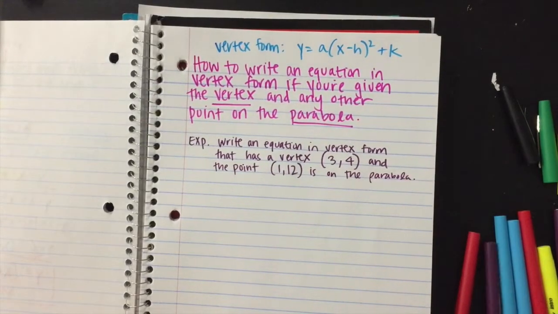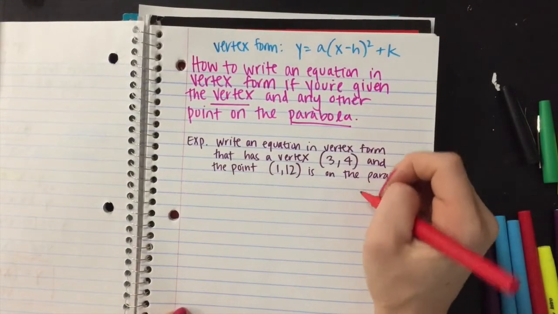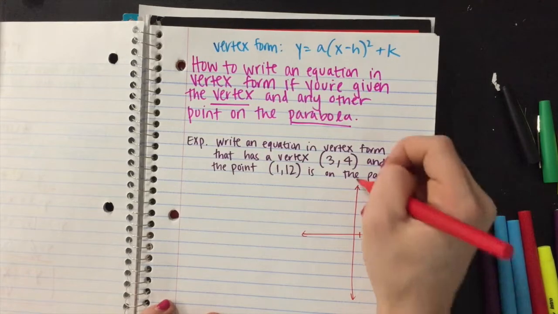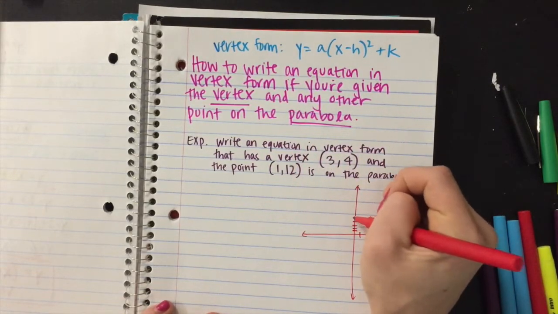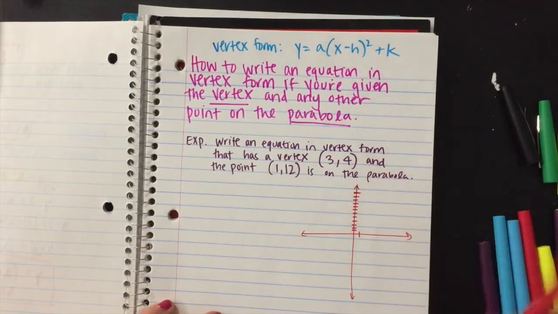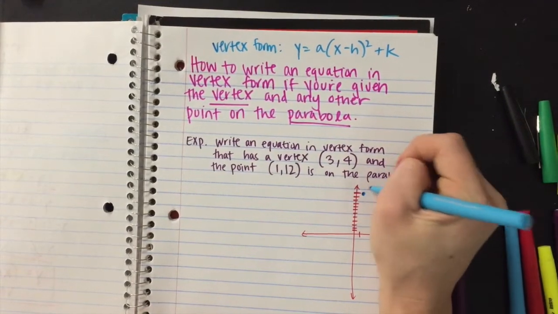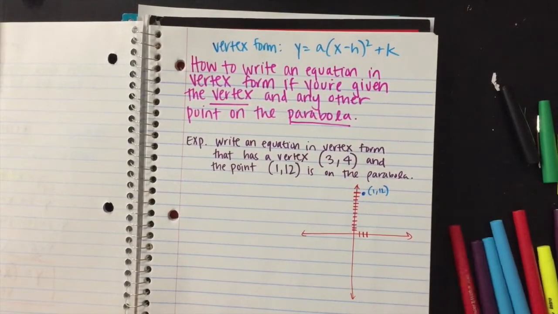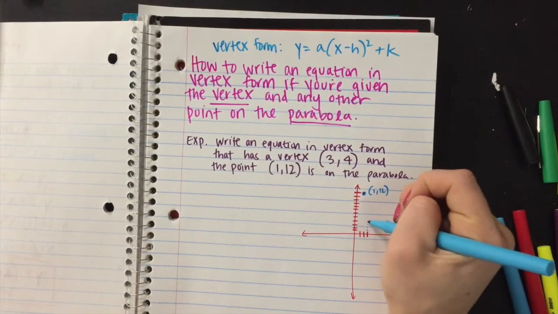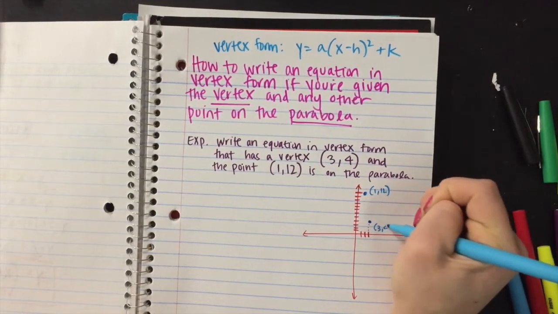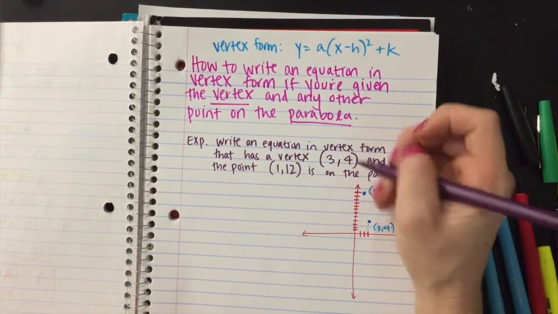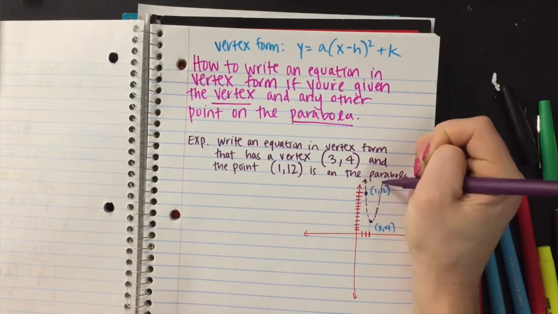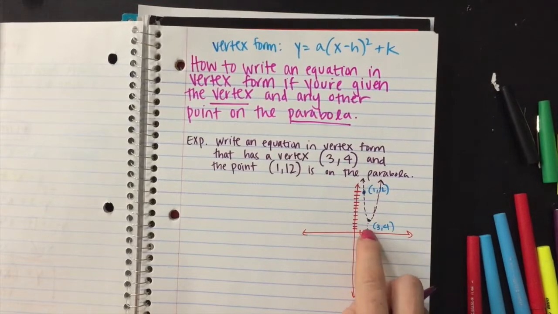Now, one thing you could do is you could literally graph this. I don't recommend it, but you could make yourself a graph and be like, okay, I know that (1, 12) is on my graph. So 1, 2, 3, 4, 5, 6, 7, 8, 9, 10, 11, 12. Here's the point (1, 12). And then the vertex is (3, 4). So I need to go over 1, 2, 3, and I'd have 1, 2, 3, 4. So you actually already know that your parabola is going to look like this. You could totally graph this and then figure out the equation from here.